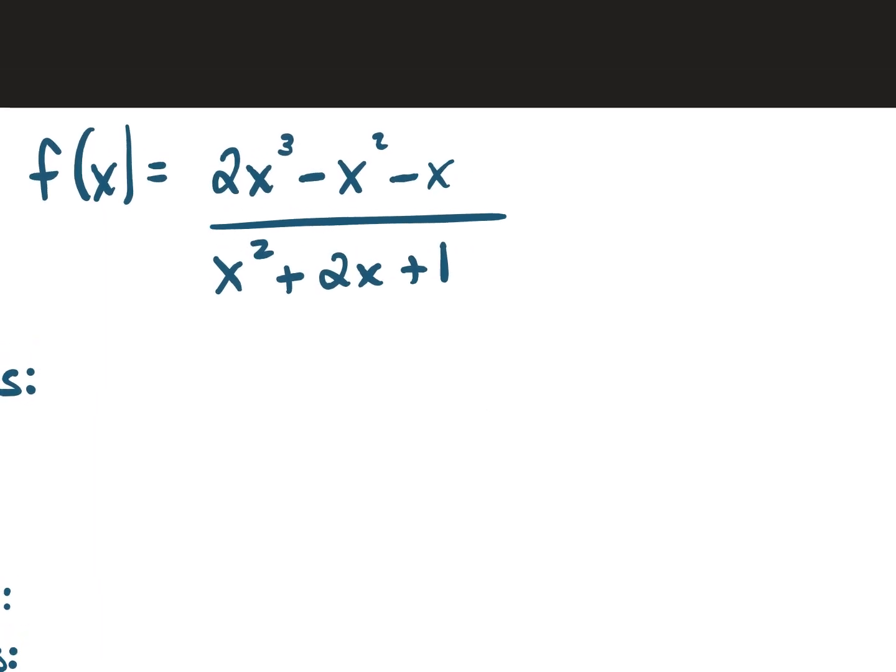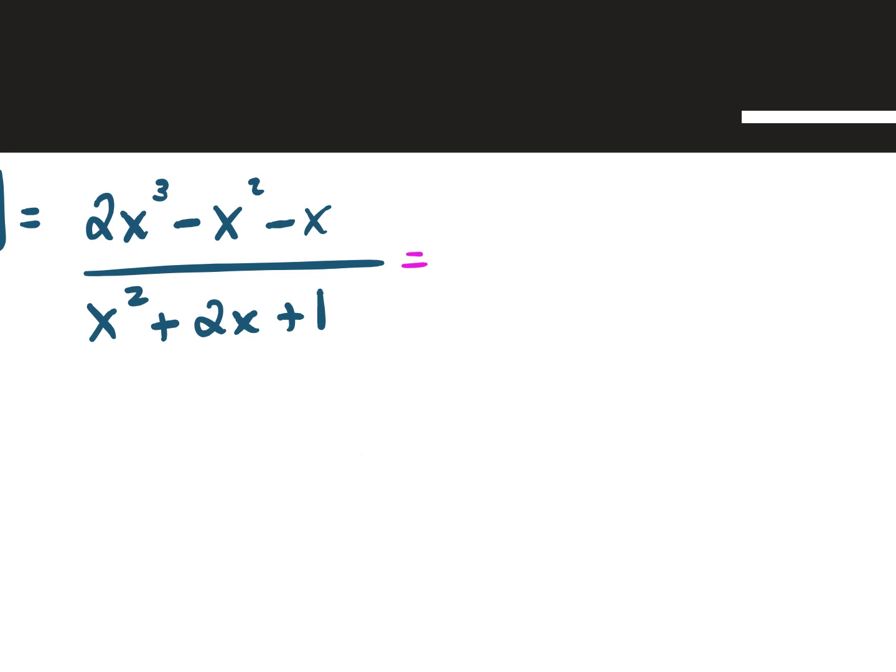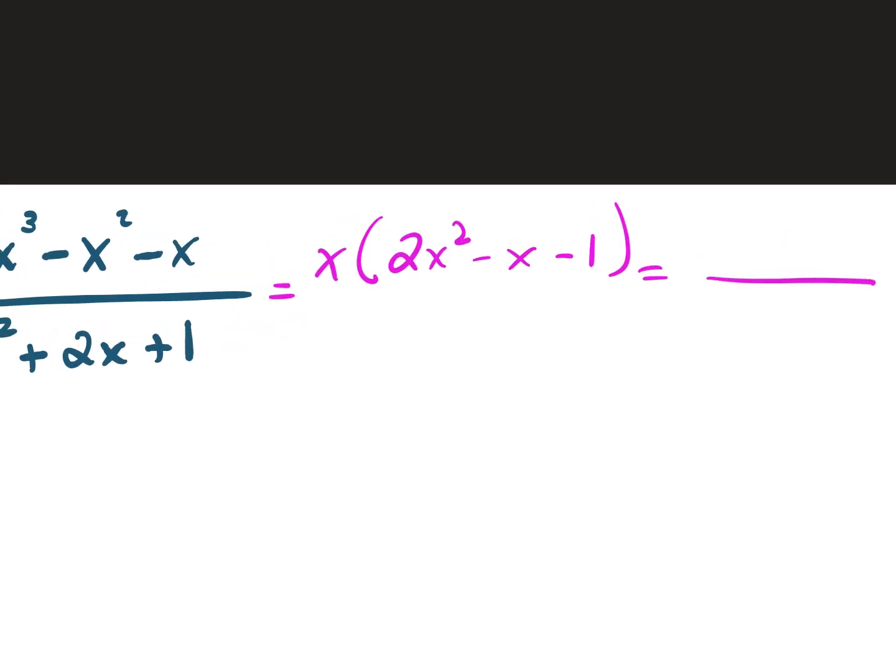First thing I'm going to do is factor. What can I take out of the numerator? An x. Okay, so 2x squared minus x minus 1. Somebody argued with me first period. I won the argument. All right, can I factor this more? Yes, factors of -2. They're going to multiply to give me -2, but add to give me -1.